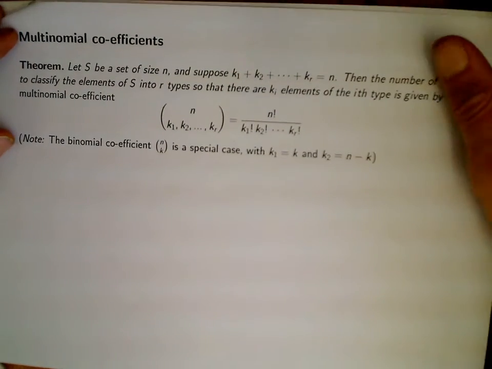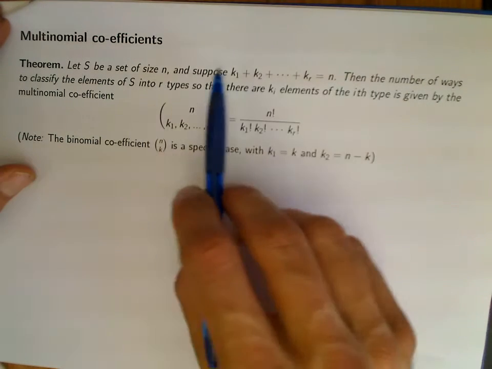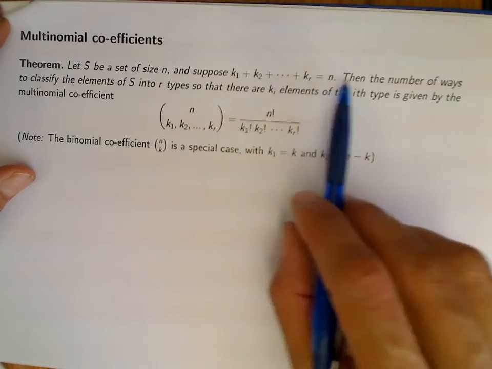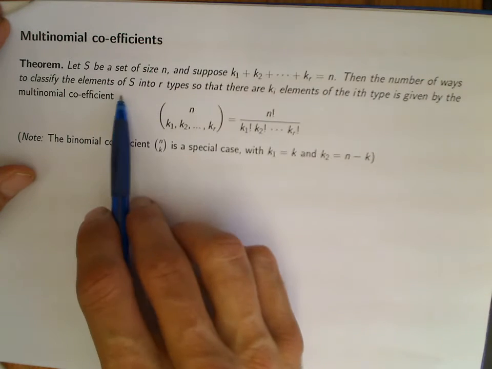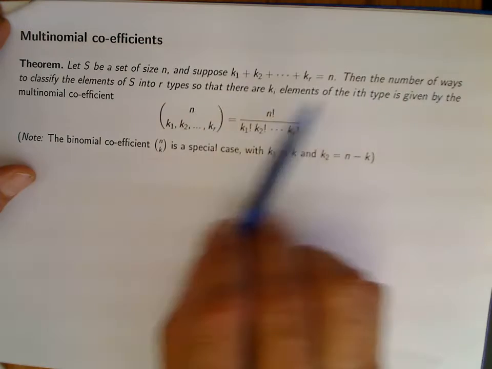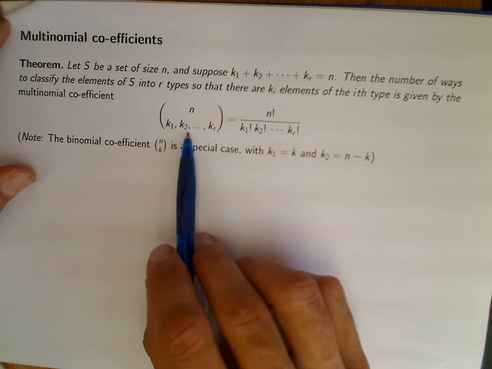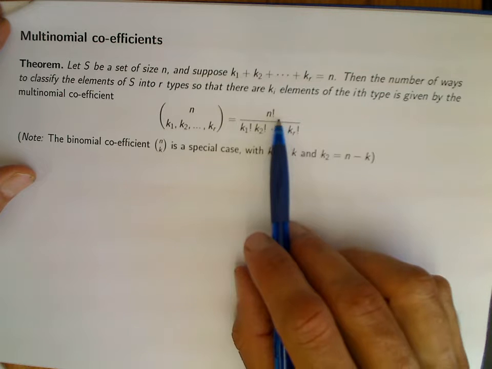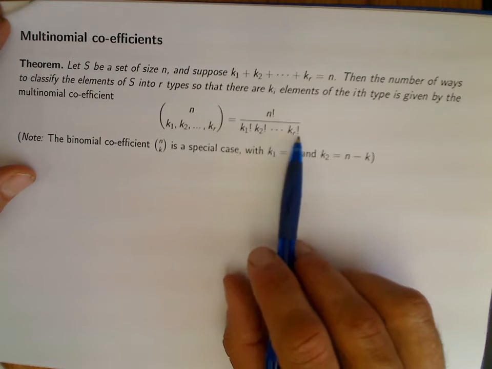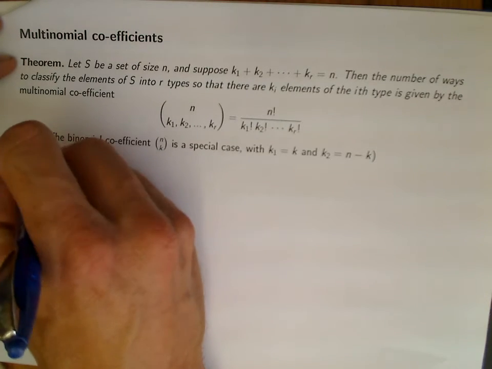So here's our theorem. Let S be a set of size n, and let's suppose that k1 plus k2 plus ... plus kr is equal to n. The number of ways to classify the elements of S into r types so that there are ki elements of the ith type is given by the multinomial coefficient n choose k1, k2, up to kr, and that's equal to n factorial over k1 factorial, k2 factorial, up to kr factorial.